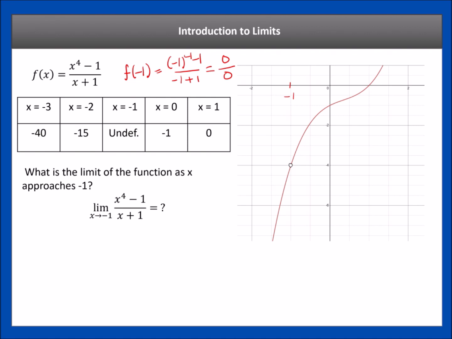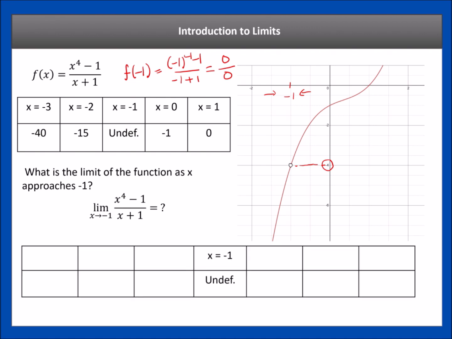And the notation for the limit is given as follows. LIM, so the limit as x approaches -1 of the function, and then we need to figure out what that's equal to. Well, you can see from the graph that the limit is -4, right? You can see that as x approaches -1, it's approaching this value here, and you can see it visually.